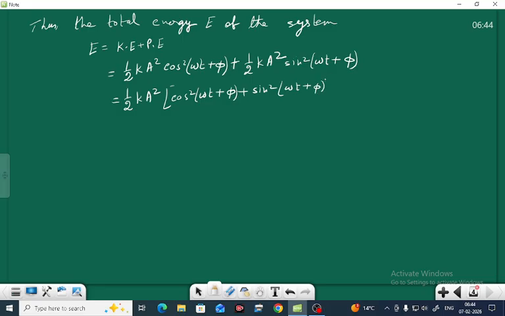And in trigonometry we find that sin square theta plus cos square theta is equal to 1. So we are finding that it is equal to half k into a square, since cos square omega t plus phi plus sin square omega t plus phi is equal to 1. We know this is a trigonometrical identity.